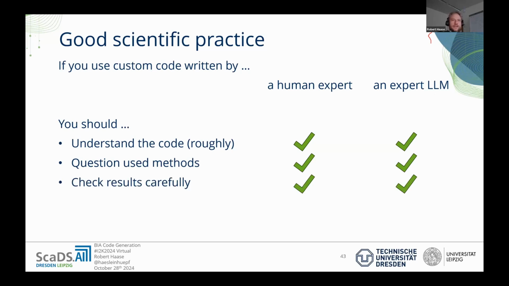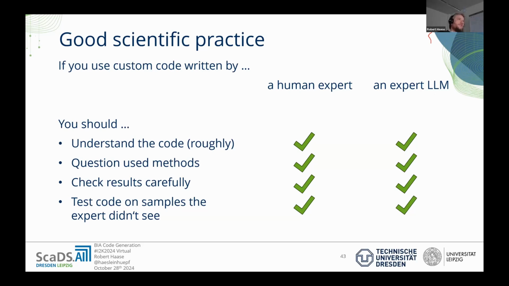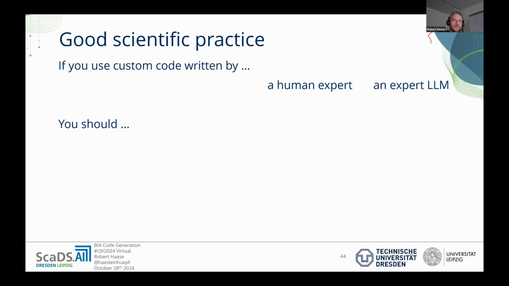Both will respond. You have to check results carefully, and you should test the code on samples the expert didn't see. So if you collaborate with a human or with a large language model, you provided some data to solve the problem, and then you should take the code and apply it to other data and measure how good it is. This is good scientific practice in machine learning, in science, very generally.